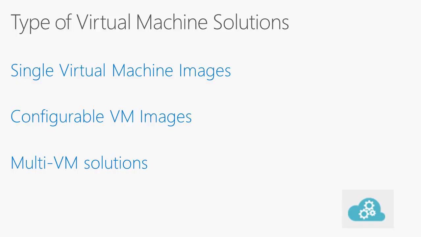If you want a little more configuration in the image, you can build a template on top of that image, and we'll talk a little more about what templates are, to provide you a little more flexibility on this image solution. If you have a multi-tier, more complex solution, you can build what we call a multi-VM solution through a template, and that will provide a lot more flexibility in building multiple resources for these multi-tier solutions.